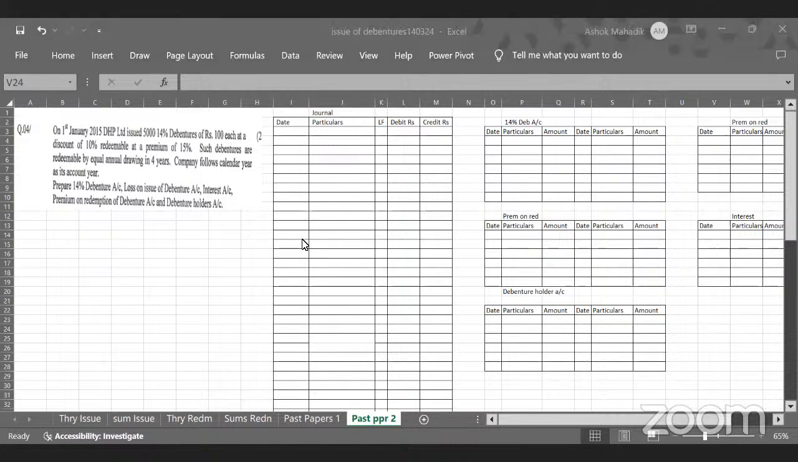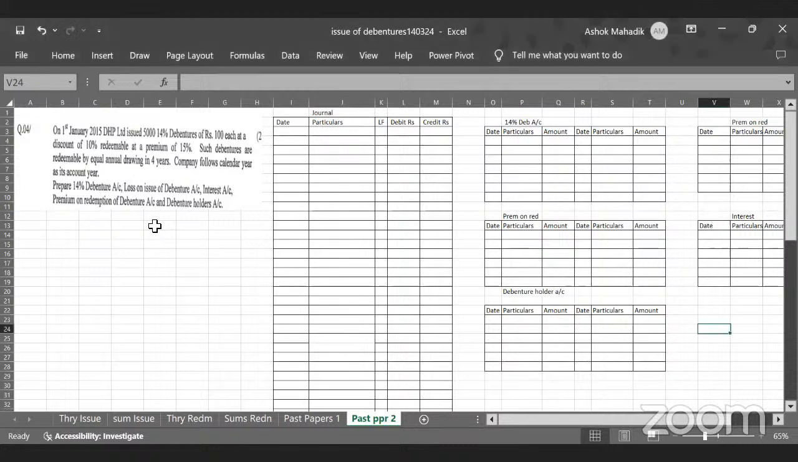Good evening, students. In the previous lecture, I taught you entries regarding redemption of debentures, where we solved one question in which different options were given to debenture holders, whether they want redemption in cash, in shares, or new debentures. In this lecture, I will teach you how to redeem debentures in lots, that is, in annual lots. So the question may be like this.